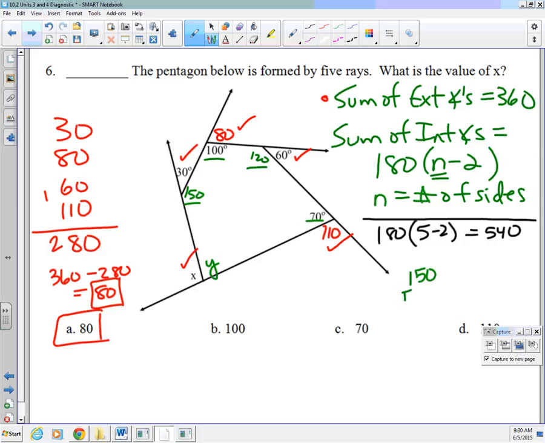150 plus 100 plus 120 plus 70. I get, let's see, 0, 5 and 2 is 7, and 7 is 14, carrying the 1. Thinking too fast. Oh, 2, yep, that's good. 7 is 14. And then I have 1, 2, 3, 4. So I have 440. And I know the total is 540. So I subtract 440 from 540, I get 100. And getting 100 for y gives me 80 for x. You can also do it that way as well.